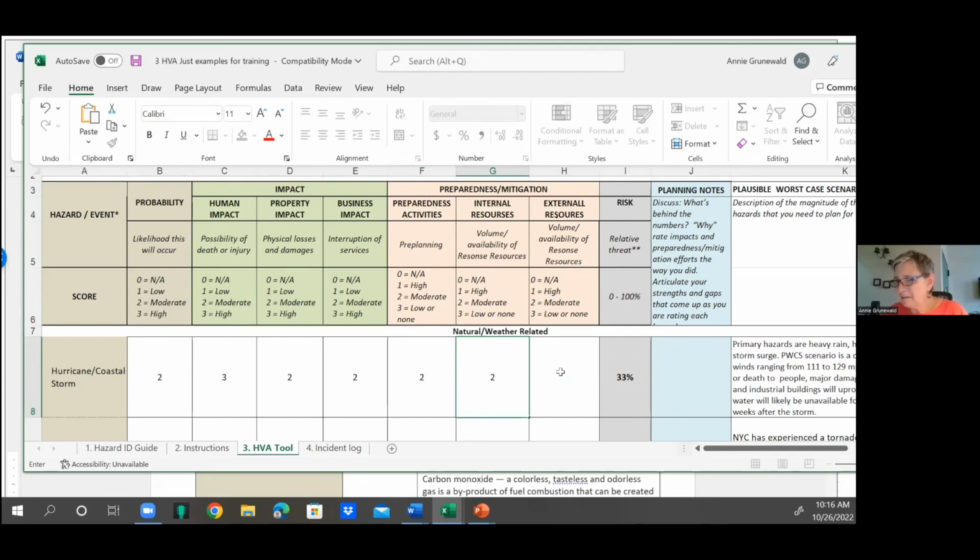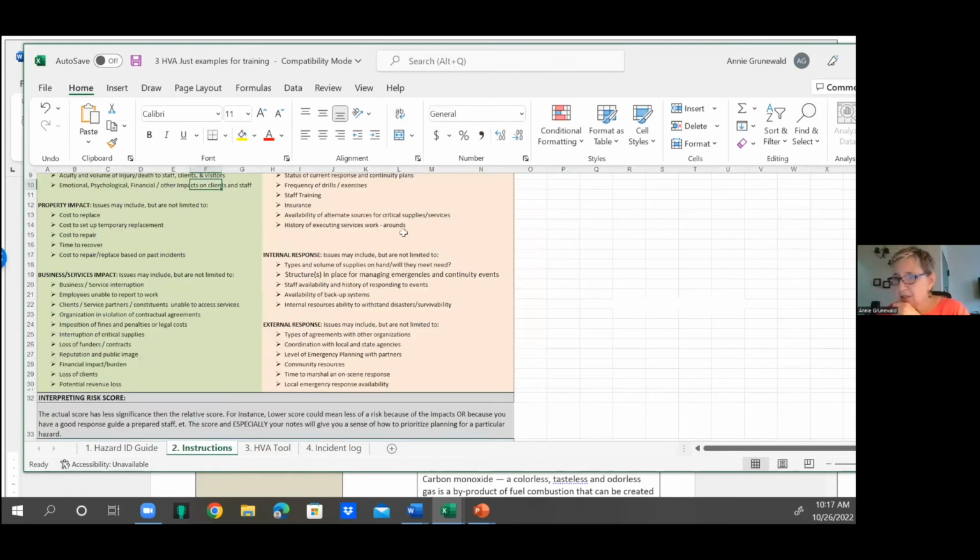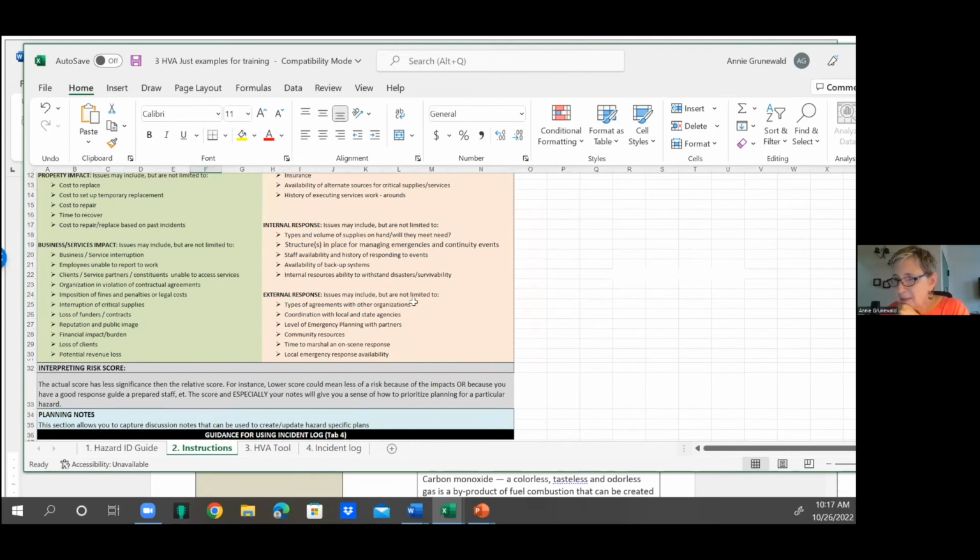Consider that maybe a 2. External resources. Let's go to our instructions. What does that mean? Types of agreements that we have with other organizations, coordination with local and state agencies. Well, we do have good coordination, but we want to make sure we coordinate with all of our partners, community resources, time. Well, we have a really strong mutual aid organization, which we know was tested, so we want to keep those ties up, because that would certainly come in handy during a hurricane event.